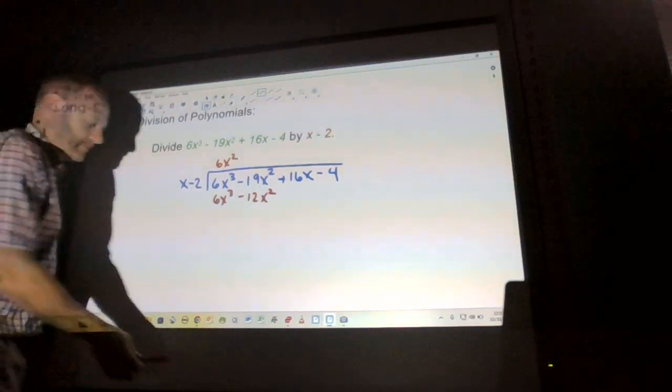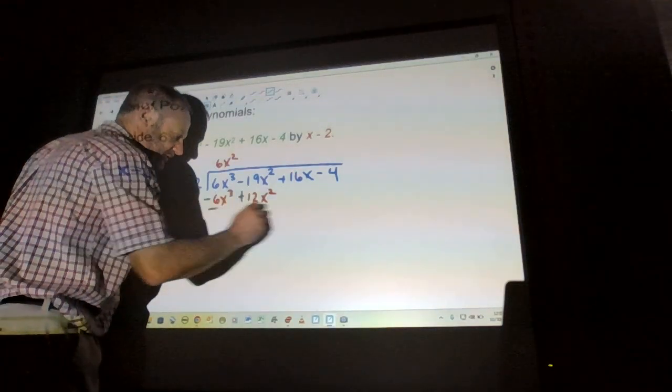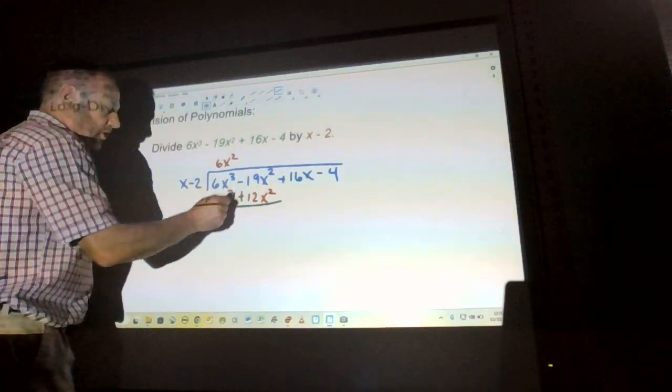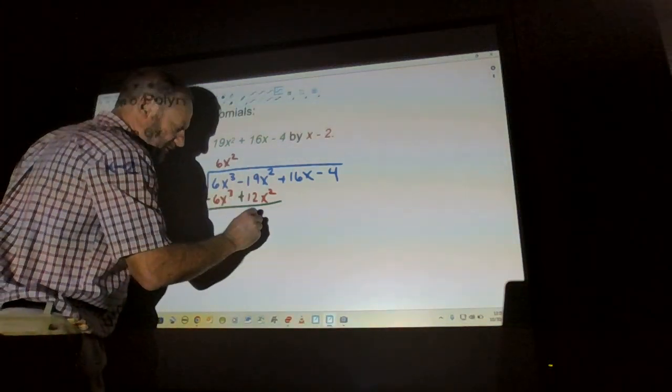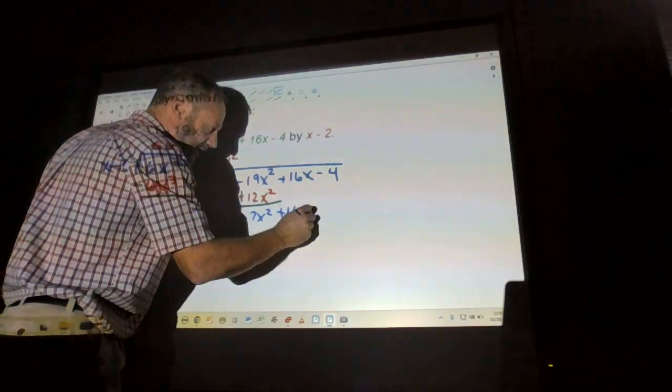And then I have to remember that I'm going to subtract this stuff, so I'm going to change all the signs. This should always go away, or I got the wrong number here. So this becomes negative 7x squared. Bring all the rest of it down: plus 16x minus 4.